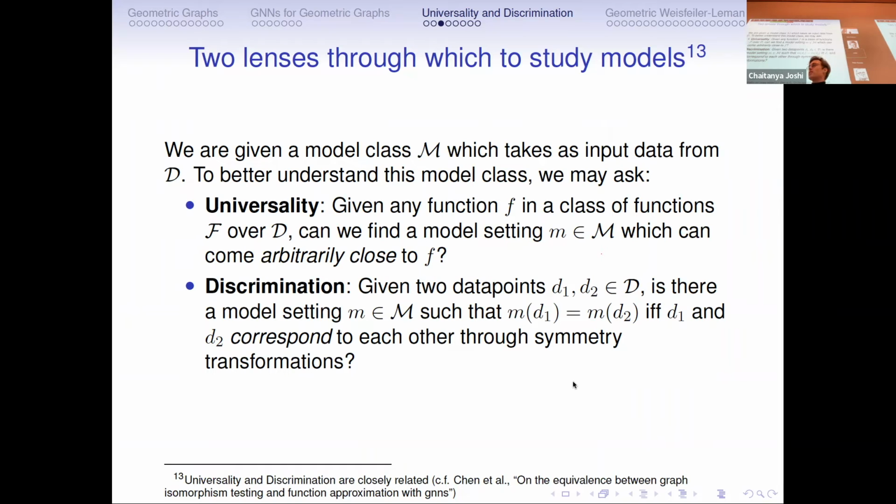Whereas with discrimination, you can look more granularly at which types of data points you can actually discriminate versus which you cannot. This is one of the motivations for why we look at discrimination as a lens. Let's start by talking about discrimination in the general graph setting, without thinking about the complications of geometry, and then add them on as we go.